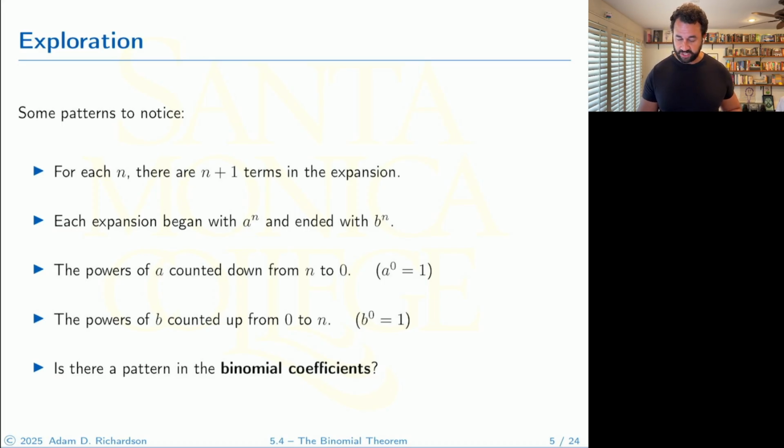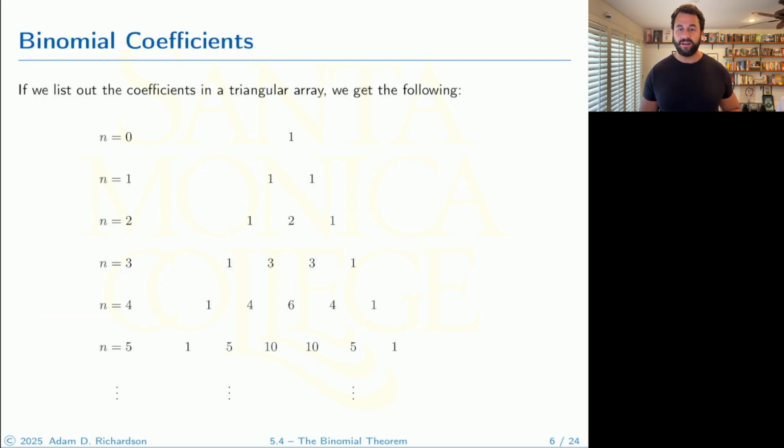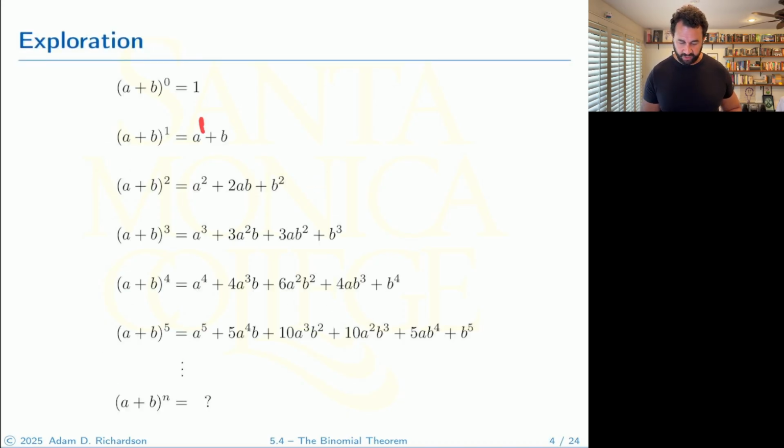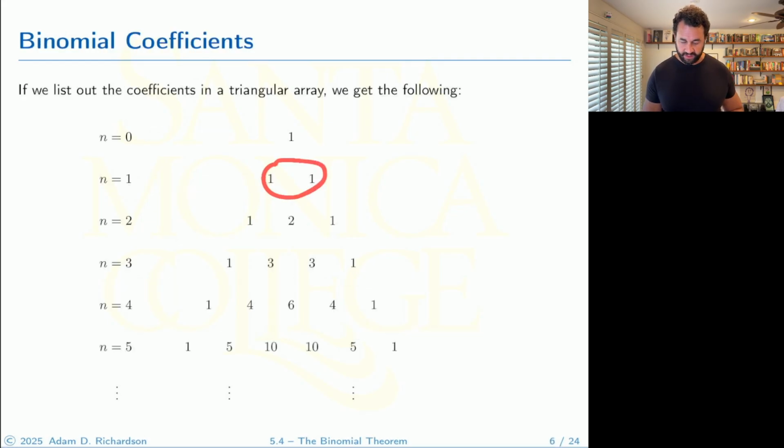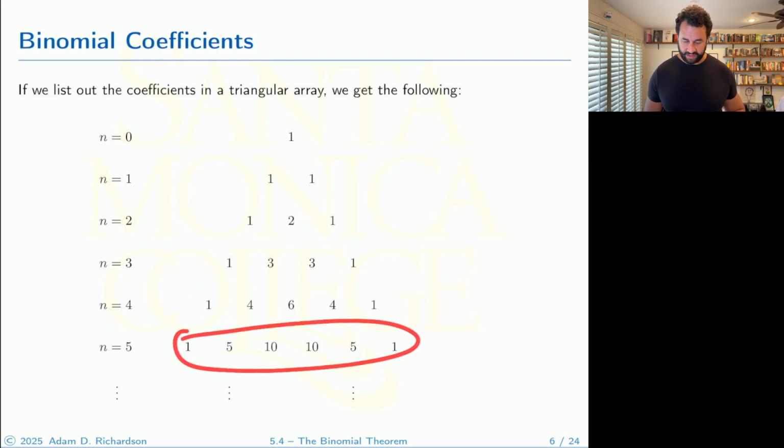So it turns out that the binomial coefficients do follow a nice pattern, and they're very well collected in this thing right here. If we list out those coefficients in a triangular array, we get the following. When n is 0, it was just 1. When n was 1, we got 1 and 1. When n is 2, you had 1, 2, 1, and so on, right? This is just listing out the coefficients in each one of those expansions, like that, like that, like that.